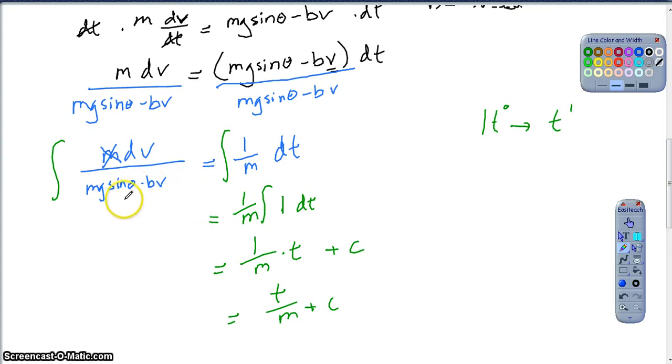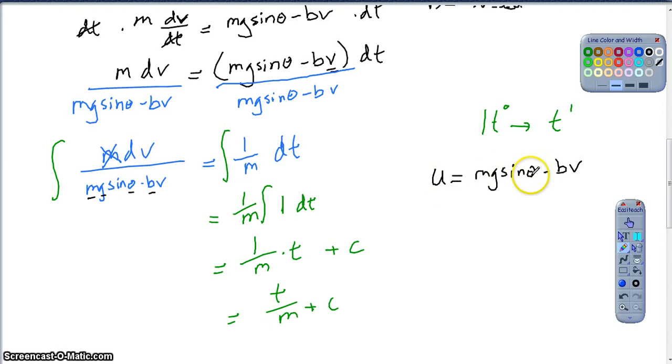Now the left hand side at first looks like it's going to be pretty bad, until I remember u substitution and I start to realize that mg, theta, and b are all constants. The only variable that I have on the left hand side is v. And so it's going to tie right back to what we've been doing with u substitution. I'm going to define the entire denominator as u, because then I'll just hopefully have something over u. So I get u equals mg sine theta minus bv.